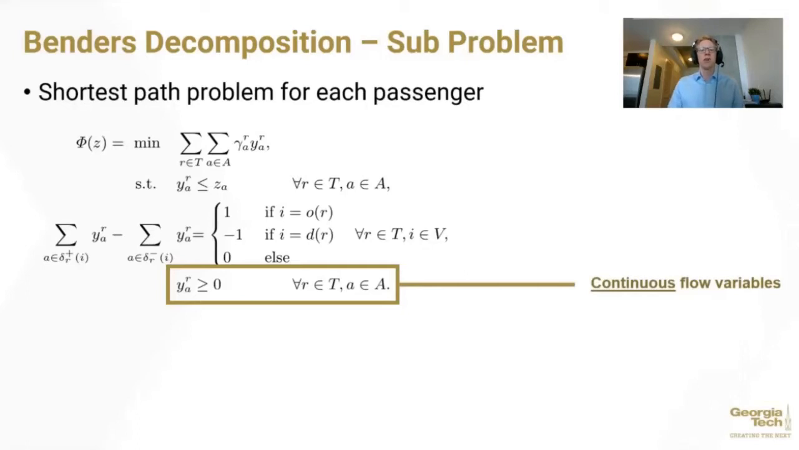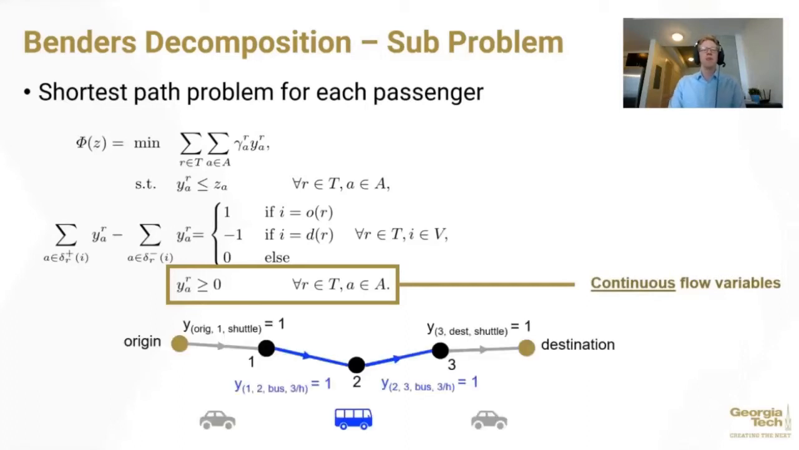This is because the shortest path problem has the integrality property. So we have total unimodularity. And we don't actually need to enforce integrality, so 0 or 1. We can have continuous variables. And these variables would look like this. So I have a passenger going from origin to destination, and the flow is defined by these y variables.